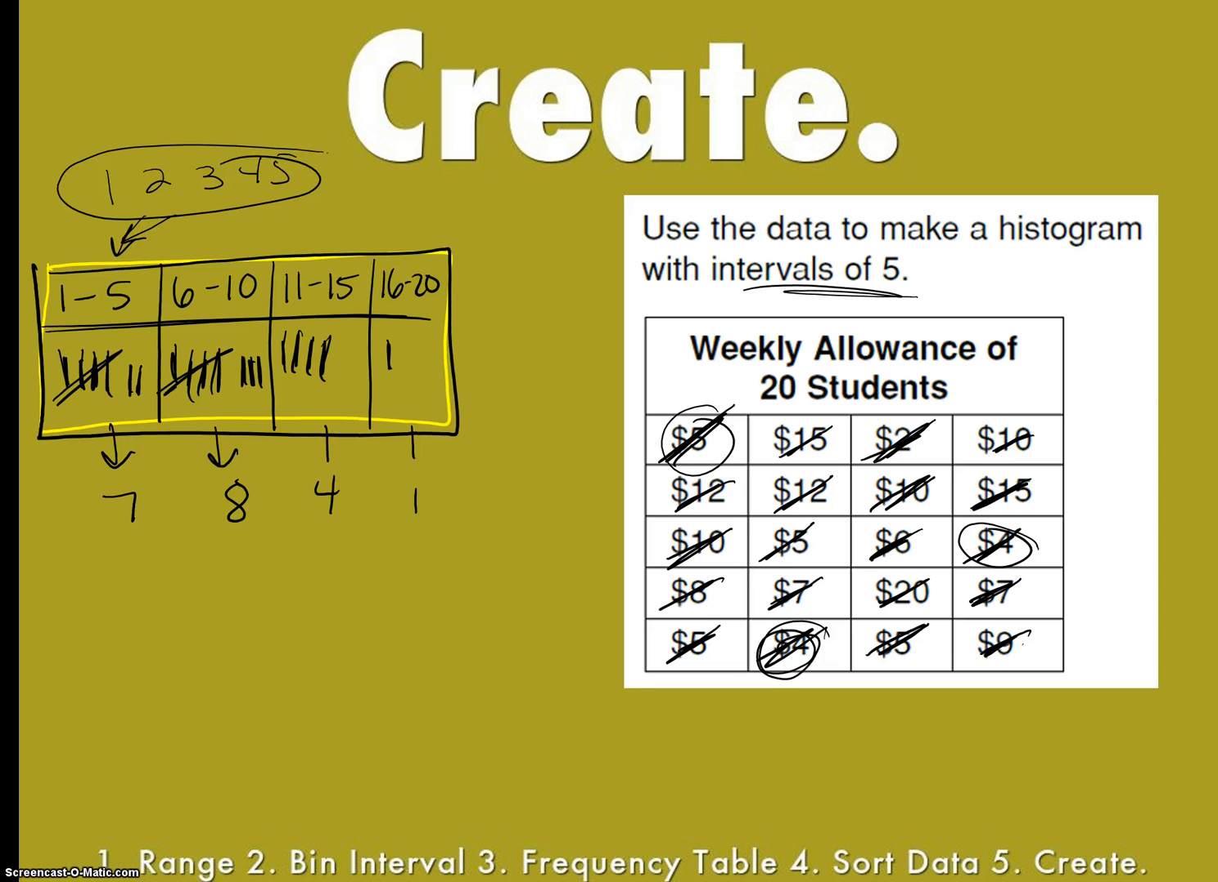All right, so I just went through all my data and made tally marks. And when you get to 5, you just cross through it. And then I went back and wrote the number. So I have 7 in 1 through 5, 8 in 6 through 10, 11 in bin 11 through 15, and 1 in 16 through 20.